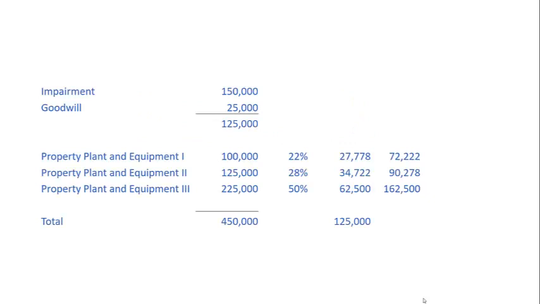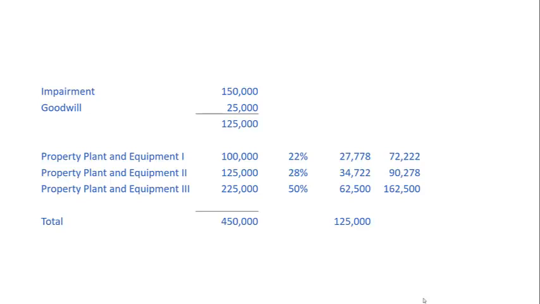When you have a cash generating unit which has multiple assets, then you need to have some basis for allocating that impairment. In the first instance, impairment is allocated to goodwill, and that would be fully impaired. So there's goodwill with a balance of $25,000, and the first $25,000 of impairment would be allocated to goodwill. That leaves a residual of $125,000 to be allocated to the remaining assets subject to impairment. In this particular case, I have three assets, imaginatively labelled property, plant, equipment 1, 2, and 3, and the respective values of these assets are $100,000, $125,000, and $225,000.